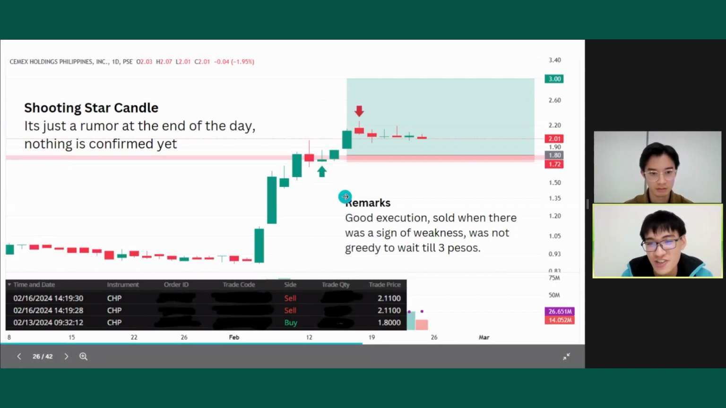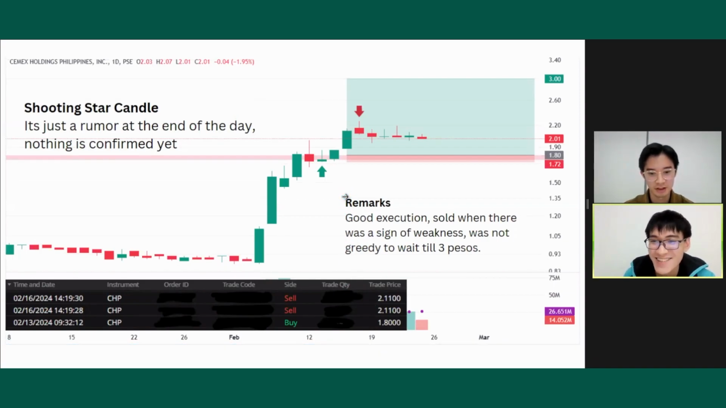Actually, Franco sold earlier than me. I sold, I think, at 2.19. So Franco sold na, then I'm like, should I sell na rin? Then when I saw the candle really forming, so wala, I just sold it na rin.